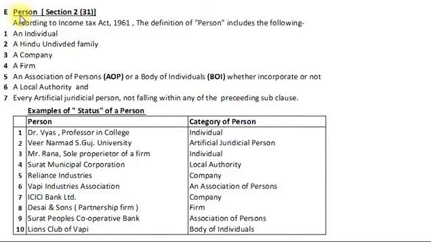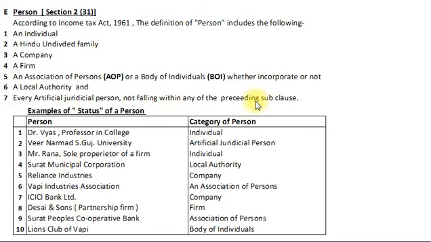Let us see the definition of person as per Income Tax Act under section 2 subsection 31. According to the Income Tax Act 1961, the definition of person includes the following 7 categories. Number 1, an individual. Number 2, a Hindu undivided family. Number 3, a company. Number 4, a firm. Number 5, an association of persons, that is AOP, or a body of individuals, that is BOI, whether incorporated or not. Number 6, a local authority.